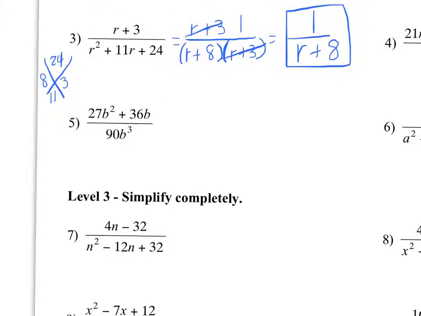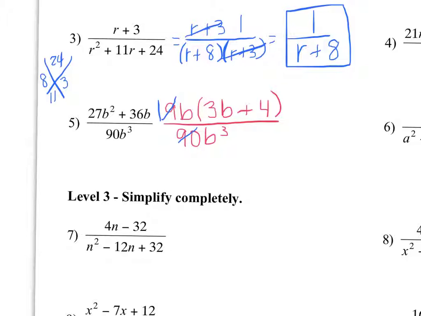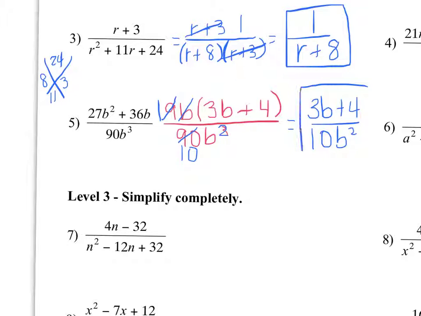Moving on to the next one, you want to look to see what they share in common. In this case, they share 9b. That would leave us with 3b plus 4. And then on the bottom, we've got 90b to the third. 9 over 90 can reduce to 1 over 10. I could cross off 1b here, which means I'm going to reduce this down by 1b. So we've got 3b plus 4 on the top, and on the bottom we've got a 10b squared. That would be our final answer.